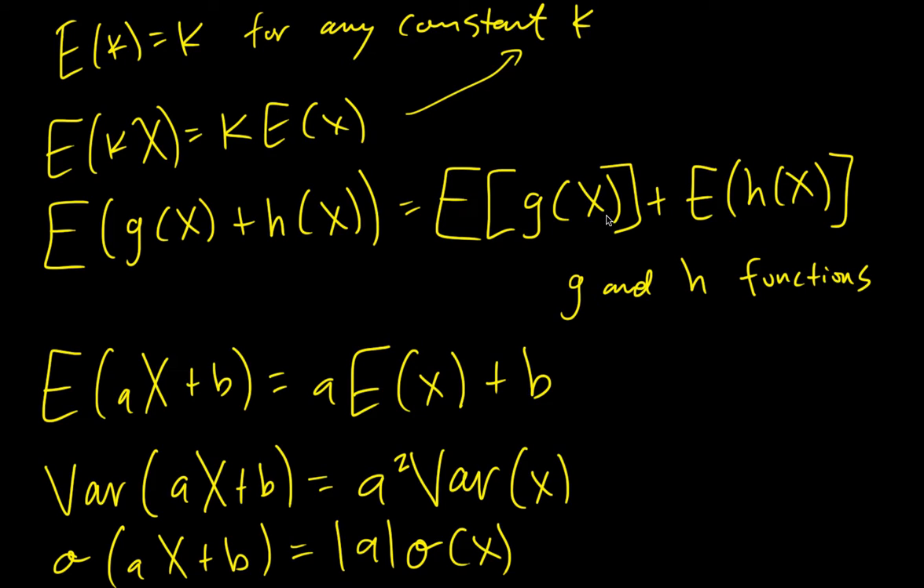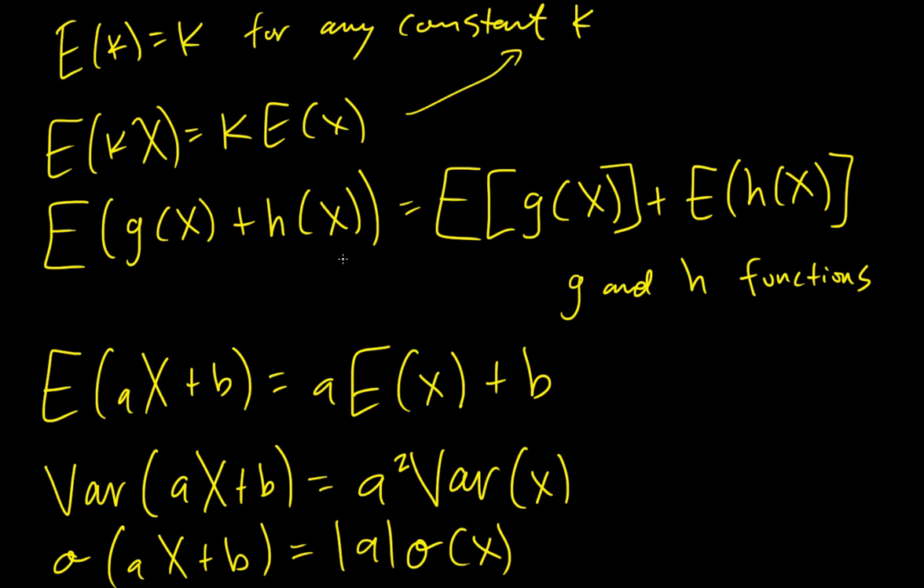Hey math kids, today we're going to talk about the properties of ax plus b, and so the expected value of k is just that constant. So if we take the expected value of a constant, it's just the constant. Now if we have a constant and a random variable, then we can just take out the k.